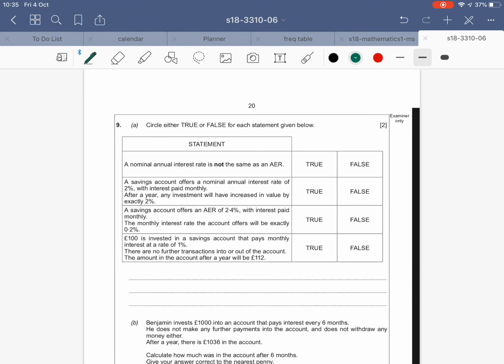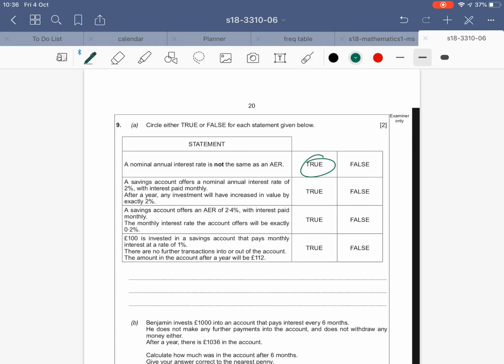Blank page. Okay, circle either true or false for the statement given. A nominal annual interest rate is not the same as AER. Well, no, you use nominal annual interest rate to calculate AER. AER is going to be yearly. Nominal interest rate can be any time. It can be monthly, it can be daily. It could also be yearly, but they're not the same.